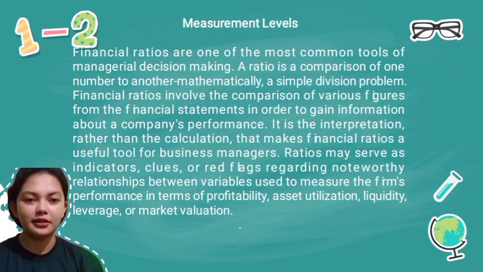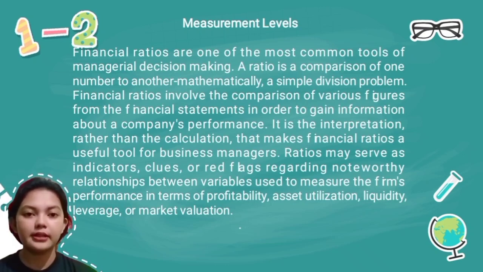Two, ordinal scales. In this level, data is ranked or ordered based on a certain attribute or characteristic. However, the differences between the ranks are not quantifiable. An example would be ranking customer satisfaction level as high, medium, or low. Three, interval scales. This level of measurement not only ranks the data but also measures the differences between the values. However, there is no true zero point. An example would be measuring temperature in degrees Celsius.